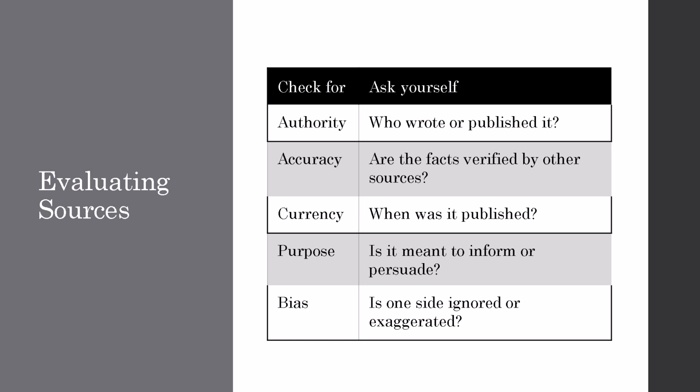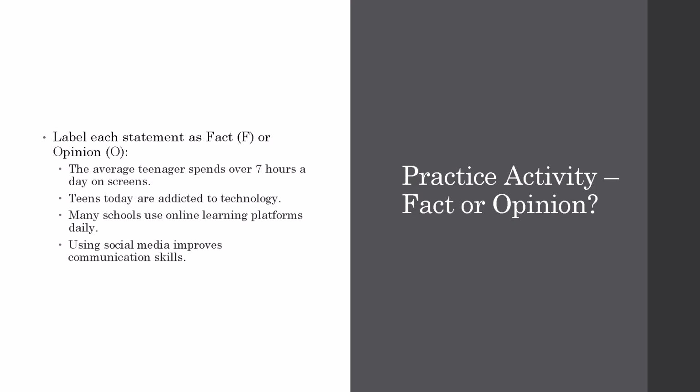So we can use this checklist here for when we do research. Good readers are going to evaluate, they don't just consume. So the credibility of what we're reading is going to depend on the authority, who wrote or published it. It's going to depend on the accuracy. Are the facts verified by other sources? The currency of it. When was it published? The purpose of it. Is it meant to inform or persuade? Is there bias? Is one side ignored or exaggerated? These professional sources balance the evidence with the reasoning, and biased ones are only going to rely on emotion or fear. So let's test your instincts here.